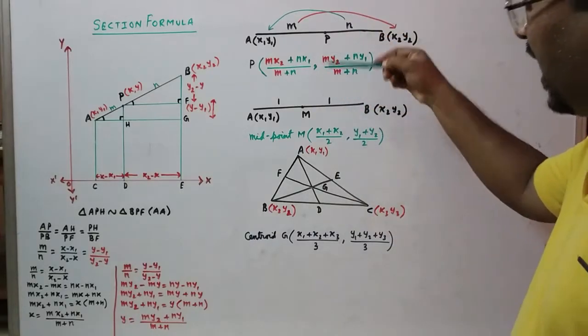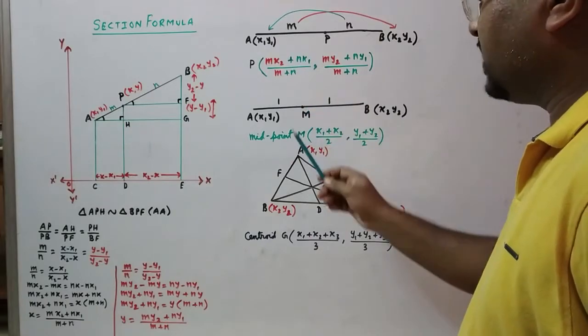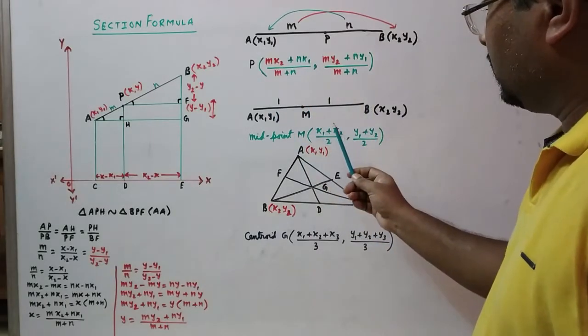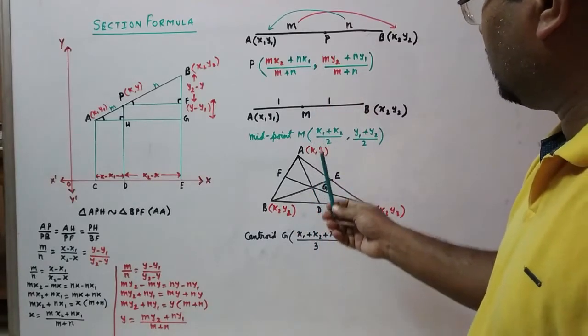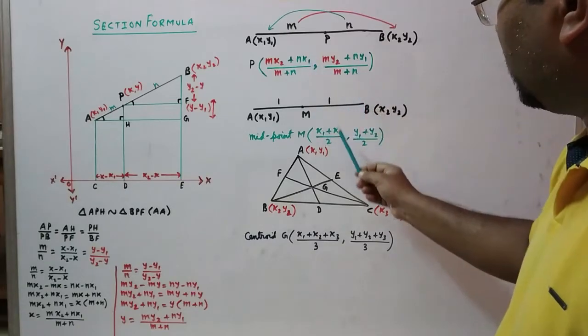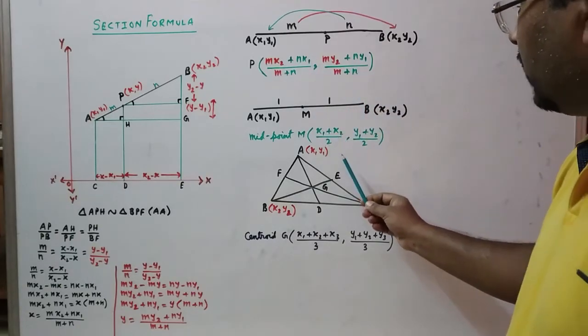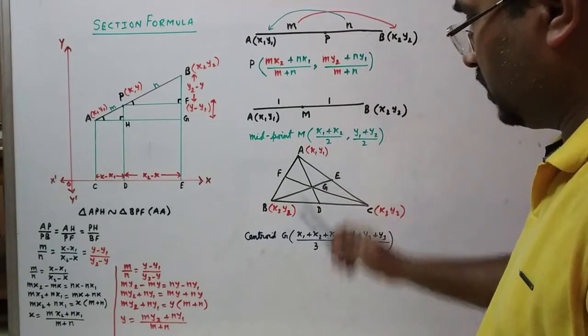And then from that I get an additional derivation on the same lines. Now if this point is the midpoint of AB, then the ratio will be 1:1. So m and n both will be 1 and 1. So I will get the midpoint by putting m and n as 1 and 1 in both places, as x1 plus x2 by 2 and y1 plus y2 by 2. So this is your midpoint formula.